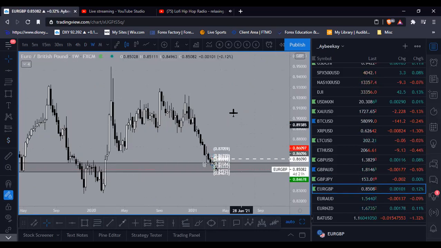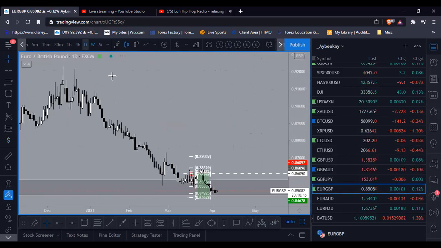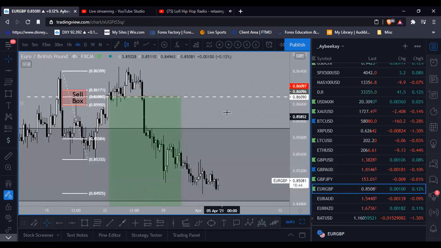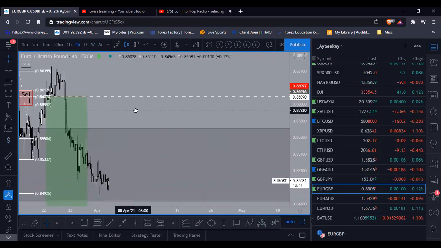Your GBP looks like it's going to keep tanking. Let me go over to the 4 hour time frame. This looks like it's just gonna keep falling.